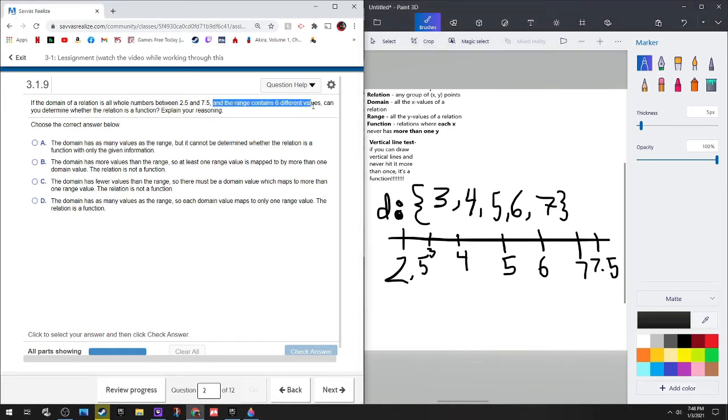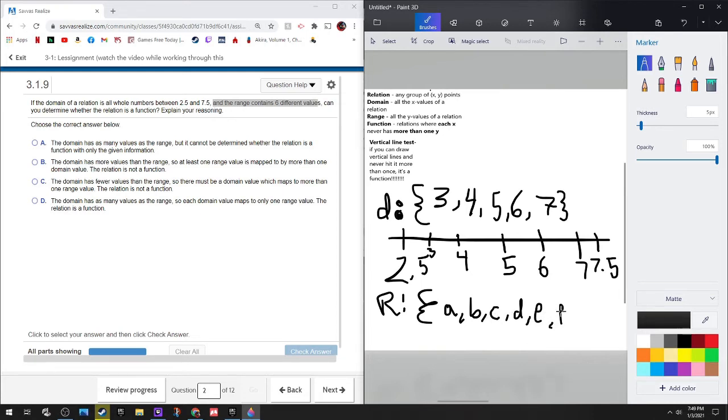And the range contains 6 different values. Can you determine whether the relation is a function? Explain your reasoning. So this is a new idea. This is a fancy question. The range is going to be, we don't know, but it's going to be like A, B, C, D, E, let's see, 1, 2, 3, 4, 5, F, right?